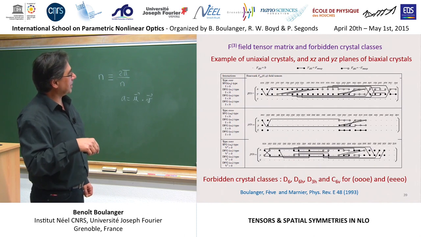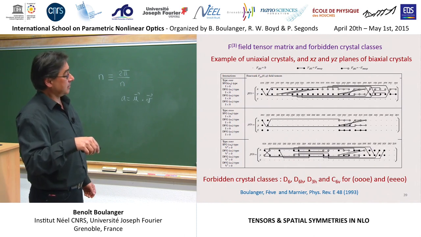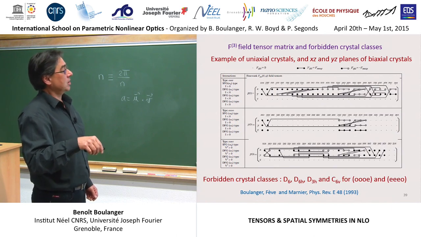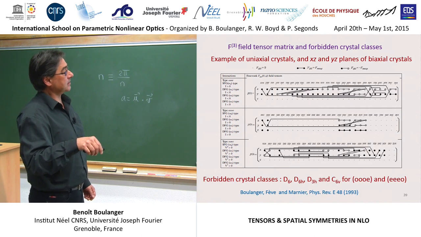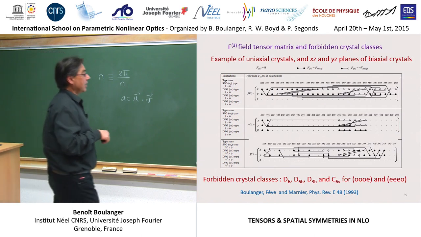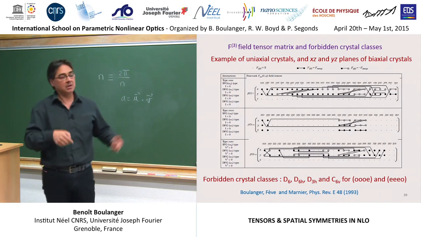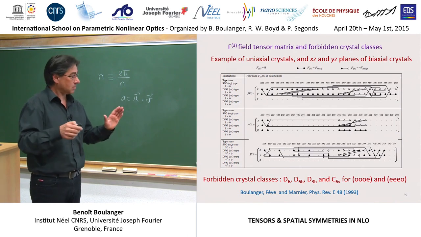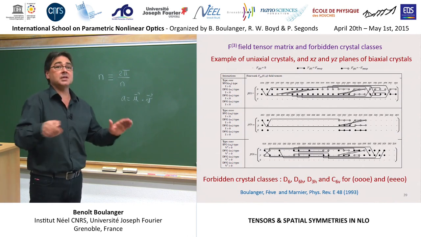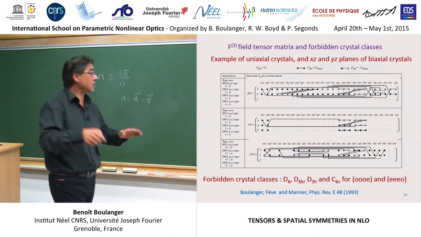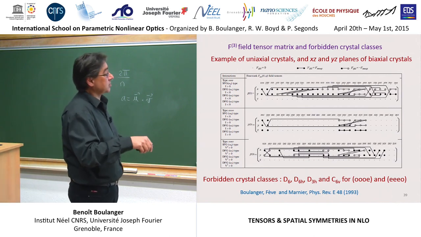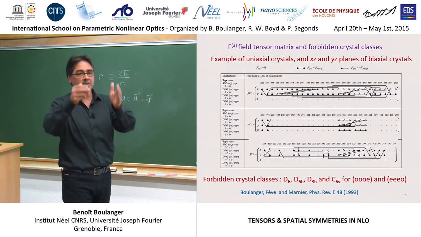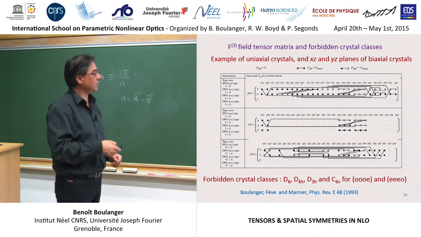We also can determine four crystal classes for which these configurations of polarization are forbidden. So one more time, these crystal classes are not necessarily the best ones, but maybe one day you will find a marvelous crystal belonging to one of these classes, but you know that you can have only one half of the possibility for the configuration of polarization.